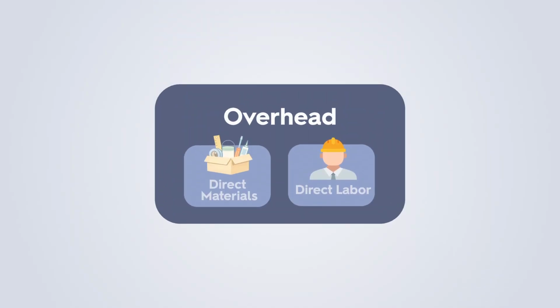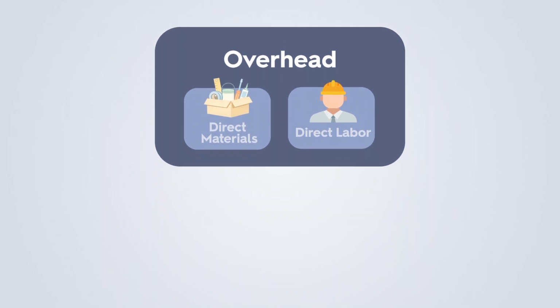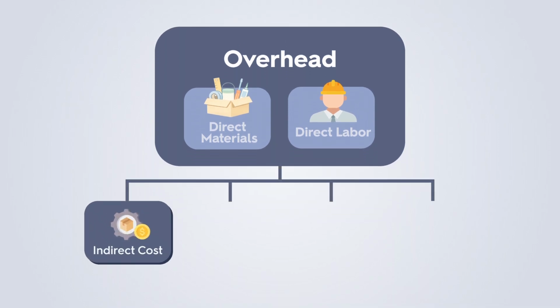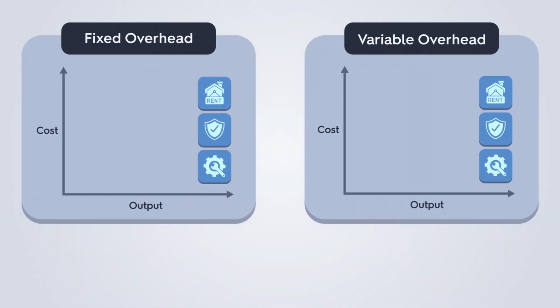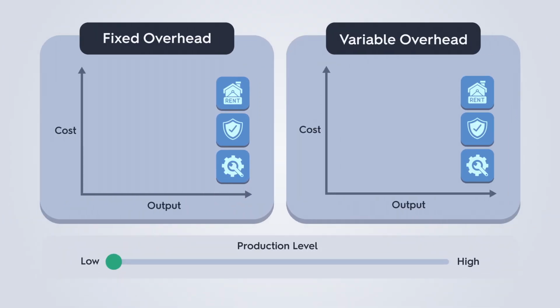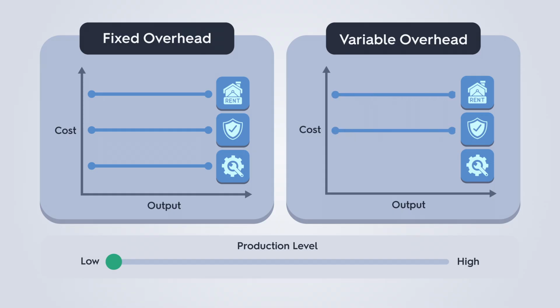Overhead includes costs that support production but are not traced directly to one specific unit. These are indirect costs that help the process run, like supplies, indirect labor, and some utility costs. First, let's separate two big categories. Fixed overhead stays the same in total, even when activity changes within the relevant range. Variable overhead changes in total as activity changes.